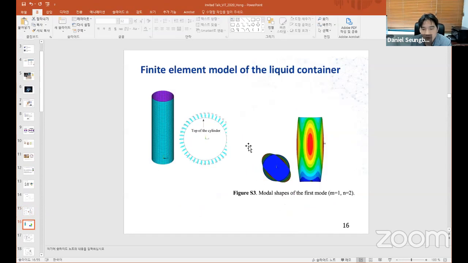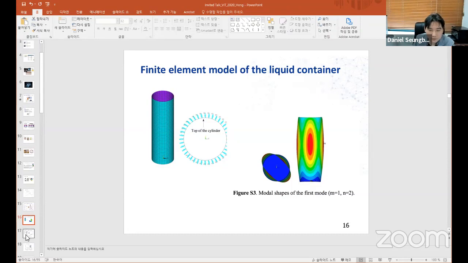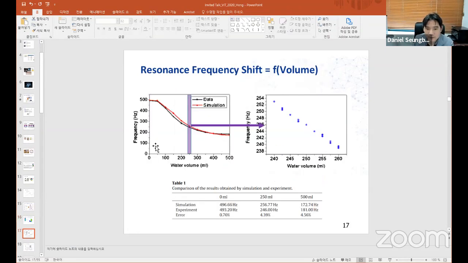And if we simulate that with a finite element model, we can correctly predict, for example, how much water there is when we know the center frequency of the resonance, 1-2 mode. You can see the red line is simulation and the black line is data. The error increases up to like 4.3%, but I think that's pretty good, right? So you can see this is something that we can use.